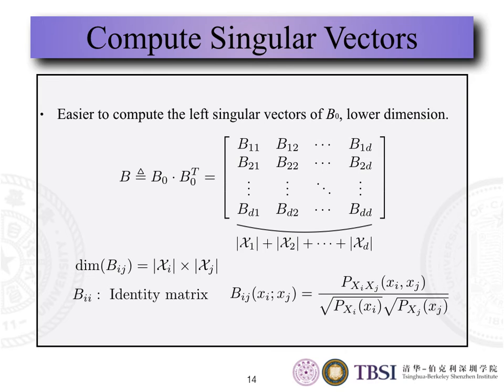Now, how do we compute the singular vector of the matrix B0? Note that computing the largest right singular vector of the matrix B0 is equivalent to computing the largest eigenvector of the matrix B0 times B0 transpose, which we define as the matrix B. And it turns out that, by definition, this matrix B can be expressed as a set of blocks Bij, where each Bij is an xi by xj dimensional matrix with the entries specified by the pairwise joint distribution of these random variables.